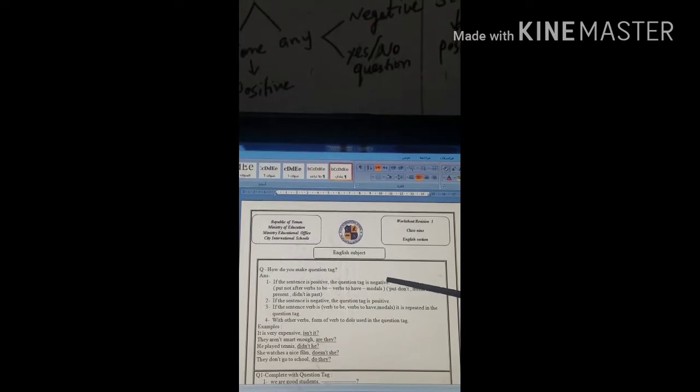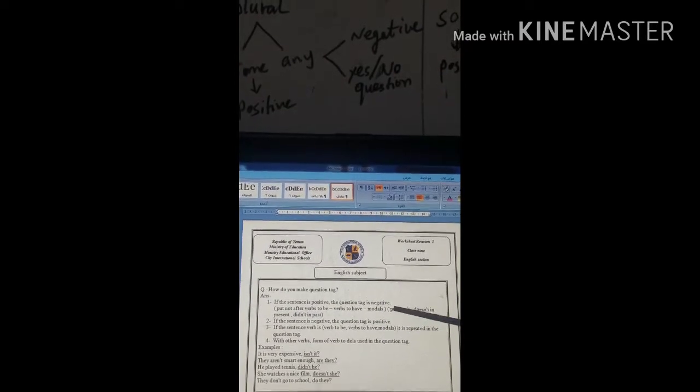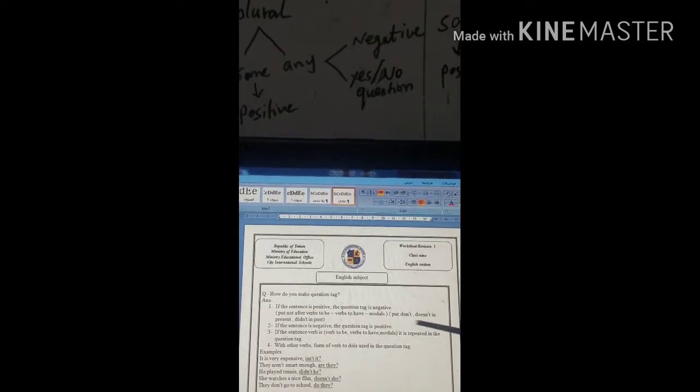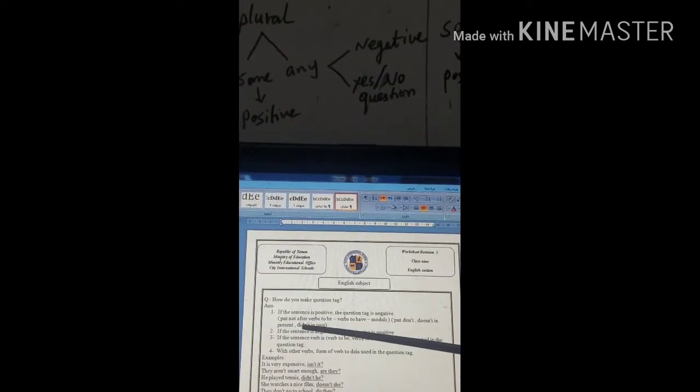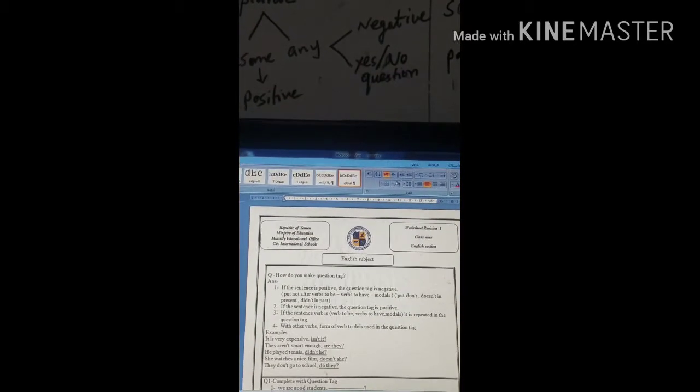If the sentence is positive, the question tag will be what? Negative. Both, not, after verb to be, or after verb to have, or modals. And put don't or doesn't in the present sentences or didn't in the past sentences. Number 2: if the sentence is negative, the question tag is positive.